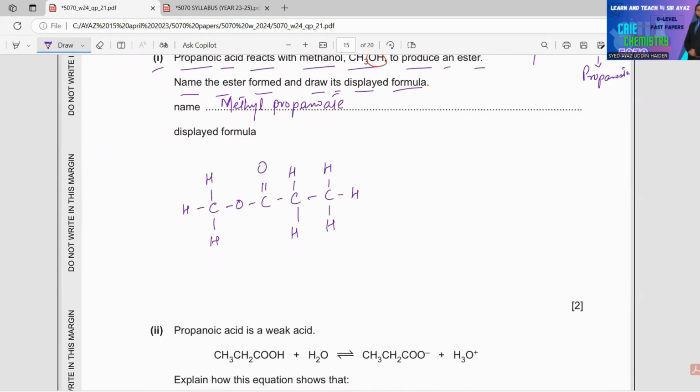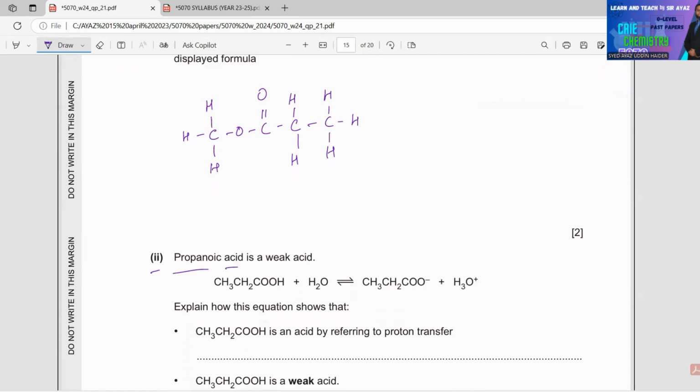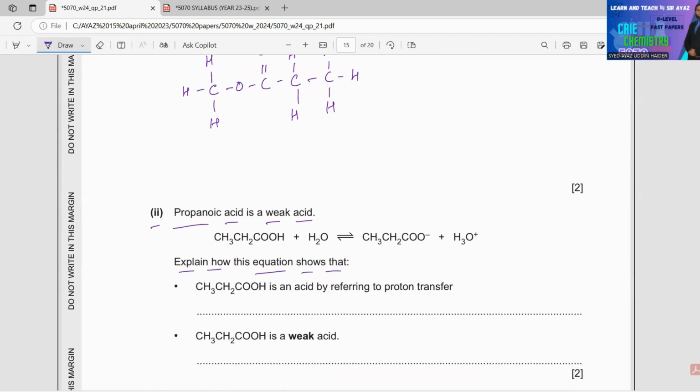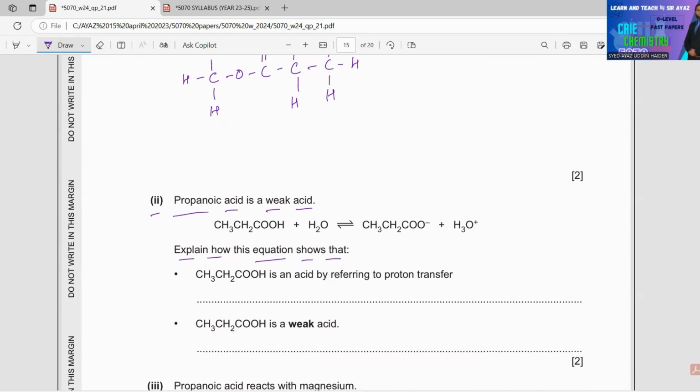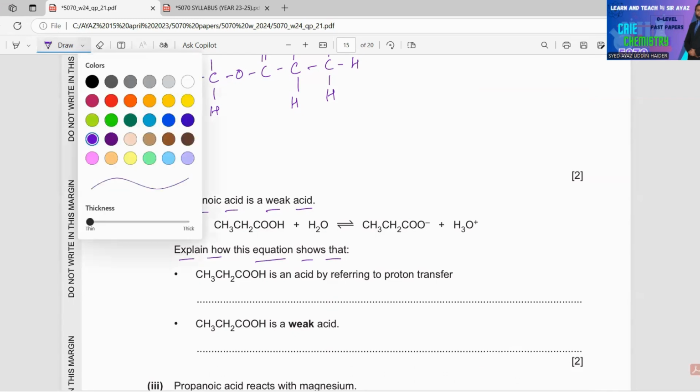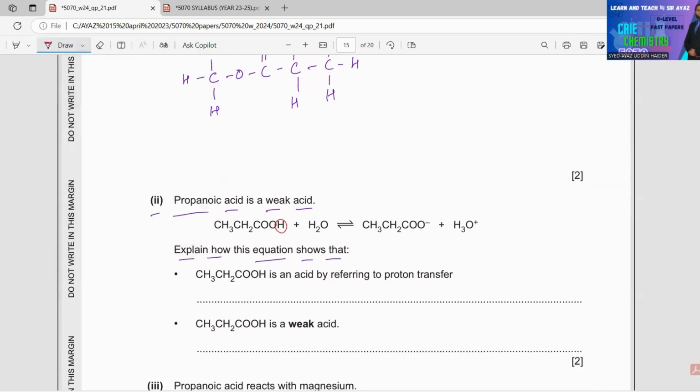for methyl propanoate. Number 2, propanoic acid is a weak acid. This is a reaction equation: CH3CH2COOH plus H2O, reversible sign, CH3CH2COO minus plus H3O positive. Explain how this equation shows that CH3CH2COOH is an acid by referring to proton transfer. Now this hydrogen is removed from this and it's considered a proton because it has no electron. That's why we call it a proton.